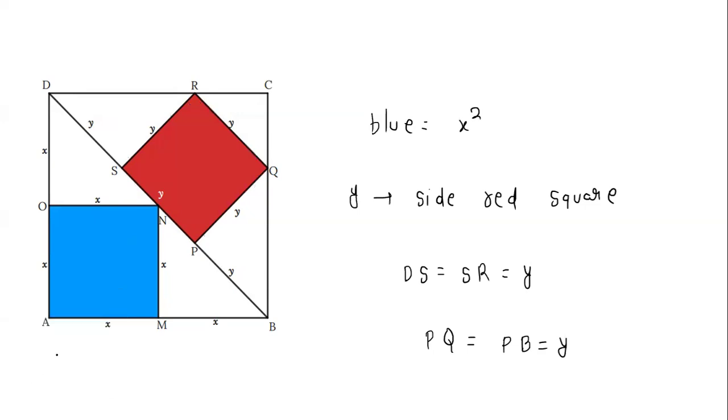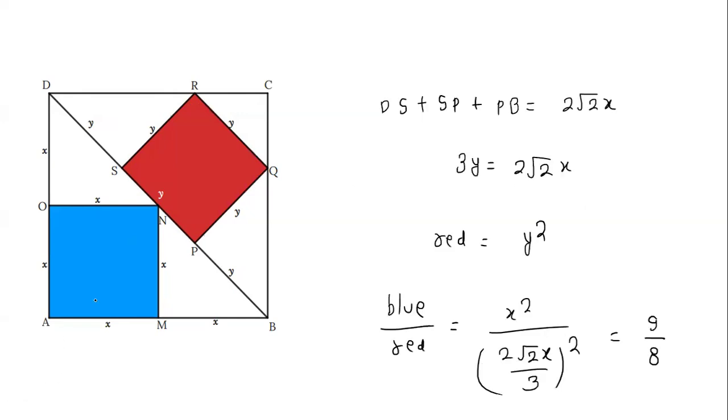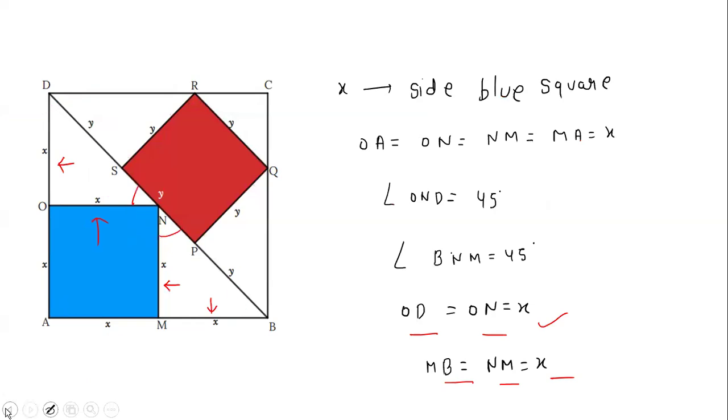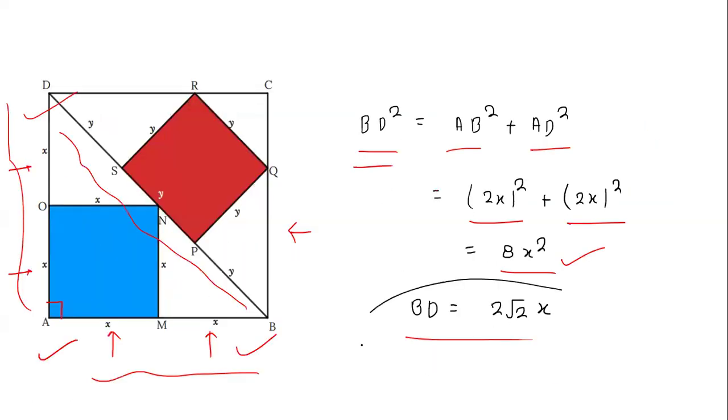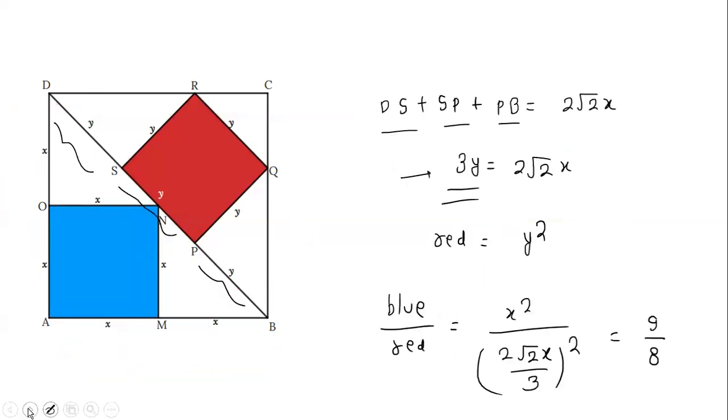So now how can we find the relation between x and y? It is simple. We know this is y, this will be y, and this will be y, which is 3 times y, which is DS plus SP plus PB, which is the diagonal of the square BD, the length which we just previously calculated in terms of x. Here BD is 2 root 2 times x. So we can equate 3y is equal to 2 root 2 times x.